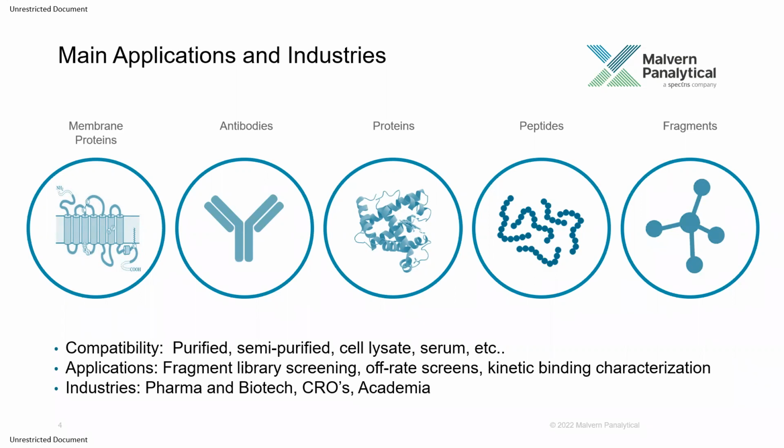As small as a fragment. So by definition, a fragment is somewhere around 100 Daltons and above, to small molecule, which is around 300 Daltons range, all the way to peptides, which is around 1,000 Daltons, to proteins, antibodies, and membrane proteins. So we currently have a wide range of customers coming from academia, biotechs, pharma and CROs using our instrument for anything from fragment library screening.